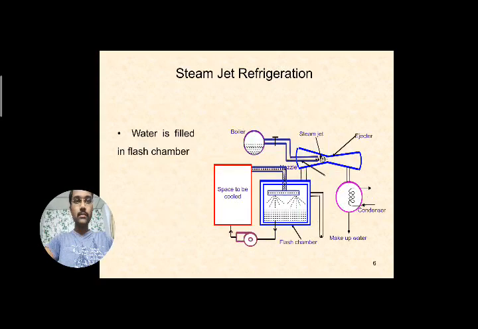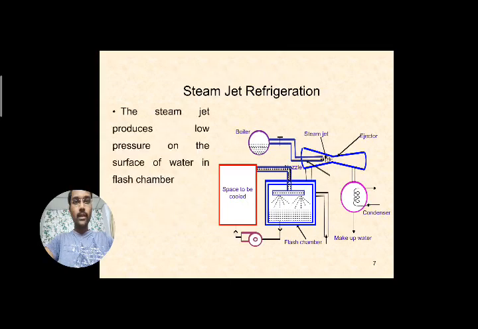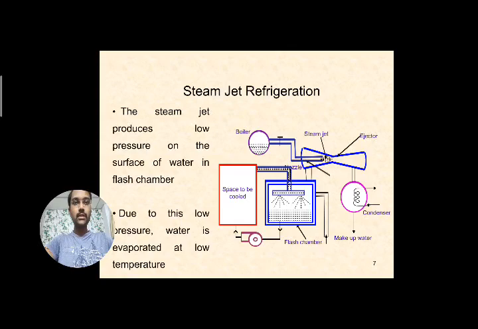So here we can see some salient points. You have to reduce the temperature of the water which is to be filled in the flash chamber. Steam from the boiler is ejected at high velocity through the nozzle as already discussed. And you can see the steam jet produces low pressure on the surface of the water in the flash chamber. So due to the high velocity jet coming from the steam jet, low pressure is created on the surface of the water, and water is evaporated at low temperatures.